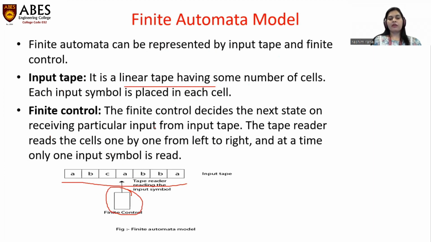Finite control. The finite control decides the next state on receiving a particular input from the input tape. The tape reader reads the cells one by one from left to right, and at a time only one input symbol is read. This is our input tape, this is our finite controller, and this is the read-write head. This read-write head reads only a single input at a time.